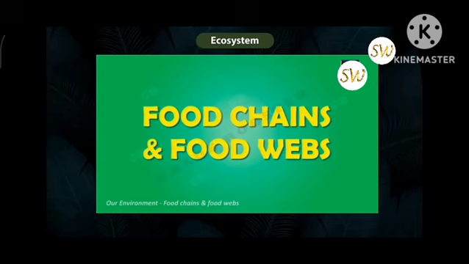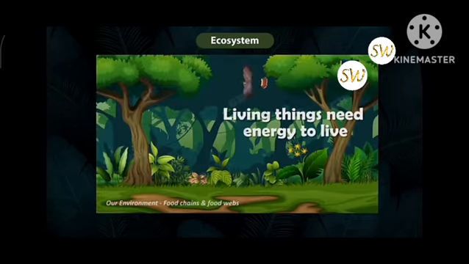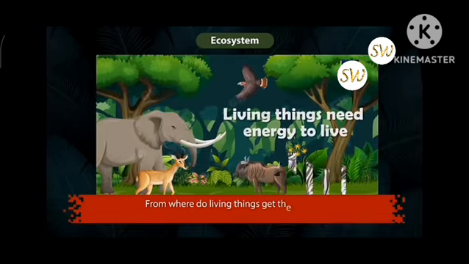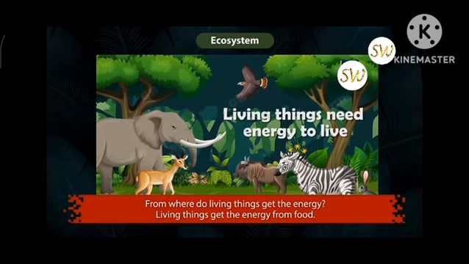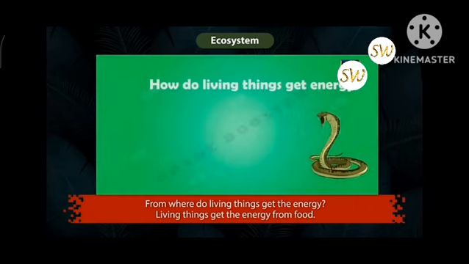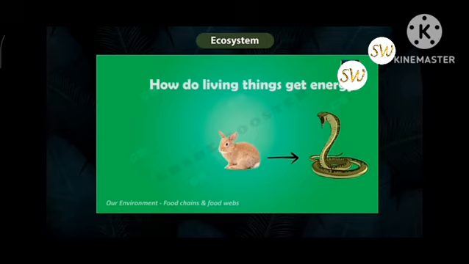Food chains and food webs. Living things need energy to live, but from where do they get the energy? Living things get the energy from food. A snake gets energy by eating a rabbit. That means the energy flows from the rabbit to snake. From where does the rabbit get the energy? From the plants it eats. From where do the plants get the energy? They get the energy from the sun.